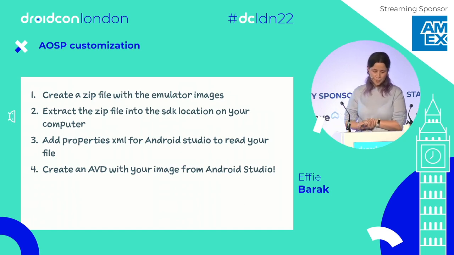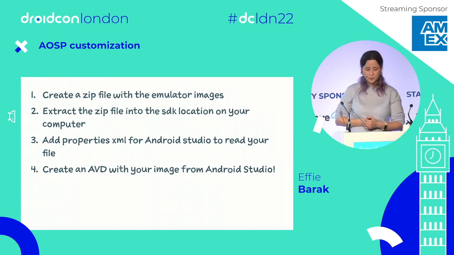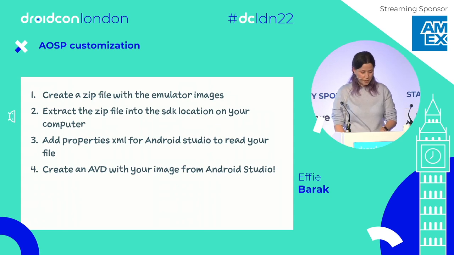The third step, which is the add properties XML, is something that Android Studio uses to display the list of emulator images you can use. Without it, Android Studio will just not know that you can create an emulator image out of this. And the fourth step will be to create an AVD with your image from Android Studio the same way you do with any other image that you would otherwise download from Google.